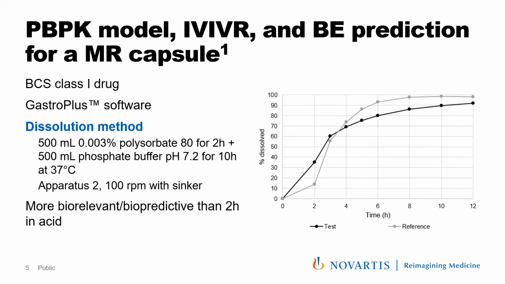The drug substance was a BCS class 1 drug. We used GastroPlus software for the development of a PBPK model. The dissolution method used as an input into the model consisted of 2 hours in 500 ml of 0.003% polysorbate 80, followed by 10 hours in 500 ml of phosphate buffer at pH 7.2. Based on some experimental work, this method was more biorelevant than first stage including acidic medium, where dissolution was too slow.